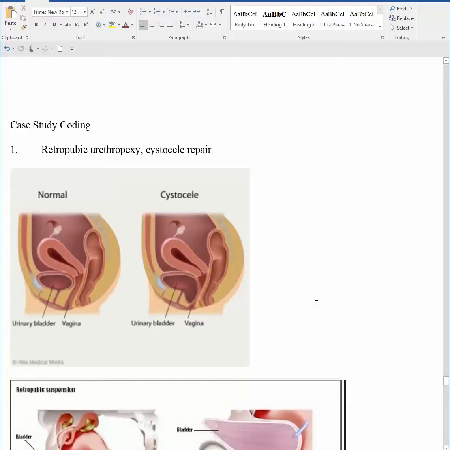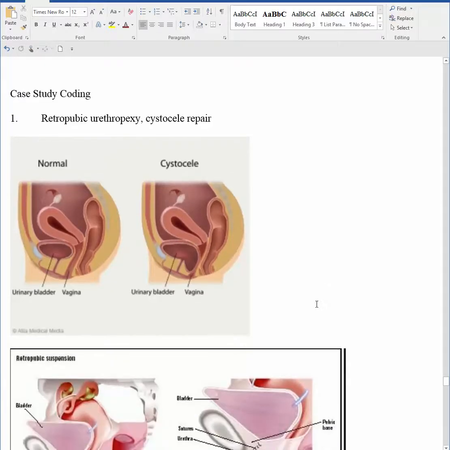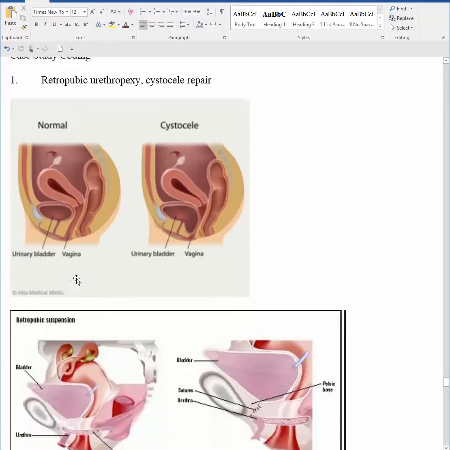At the end of chapter 19, you have 8 operative reports. The first one is a retropubic urethropexy cystocele repair. So you understand this is a cystocele picture. We have something kind of moving down. We have this extra large area. It shouldn't be that big. Her bladder shouldn't be that large. It's kind of moving, prolapsing, so to speak. On the right here is normal.